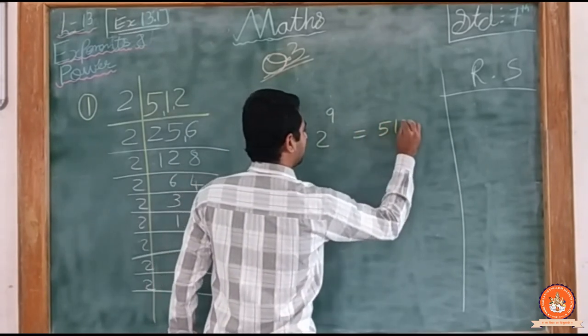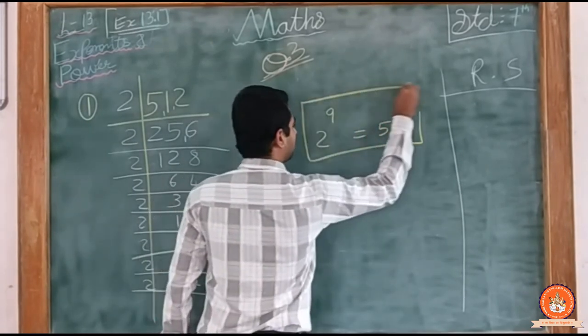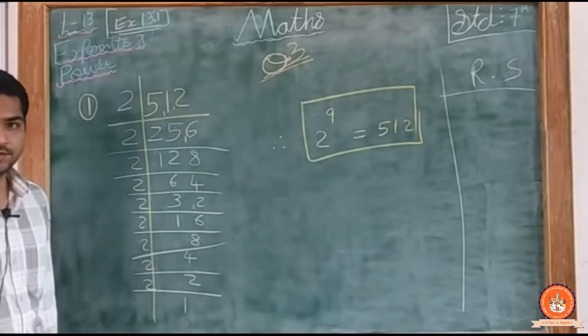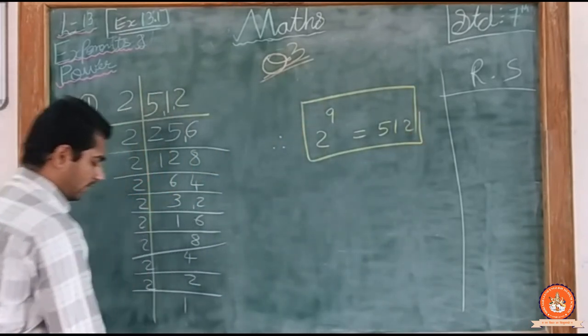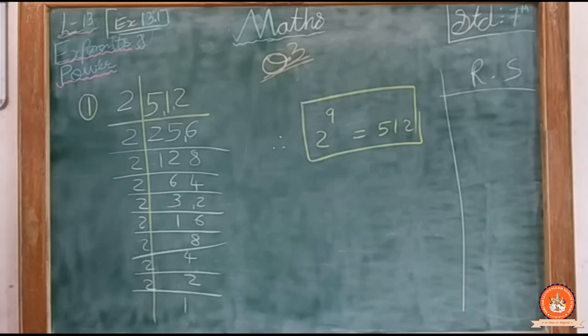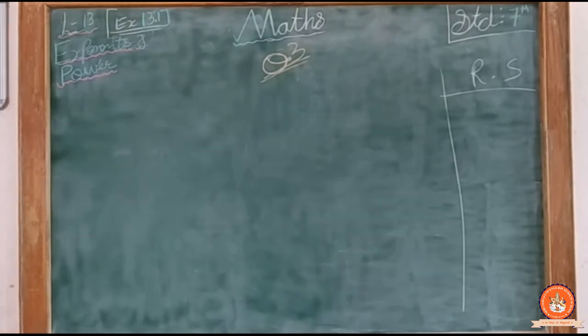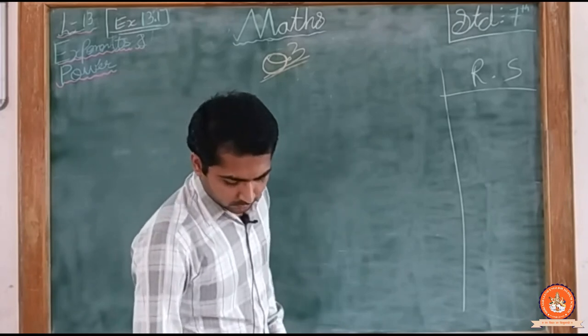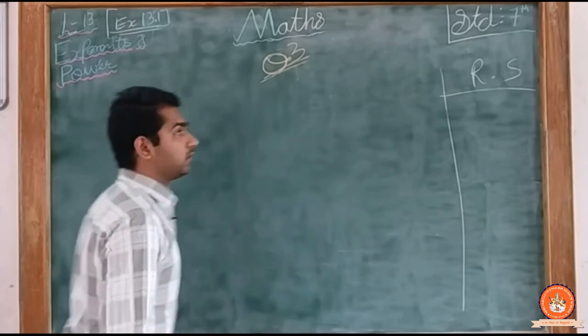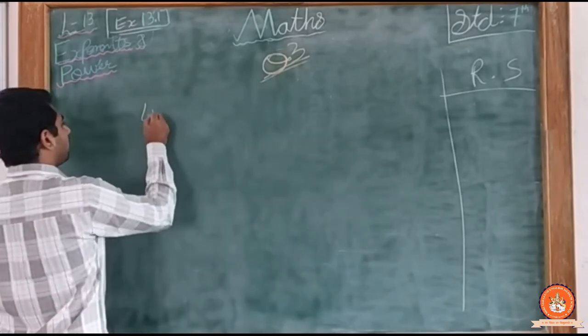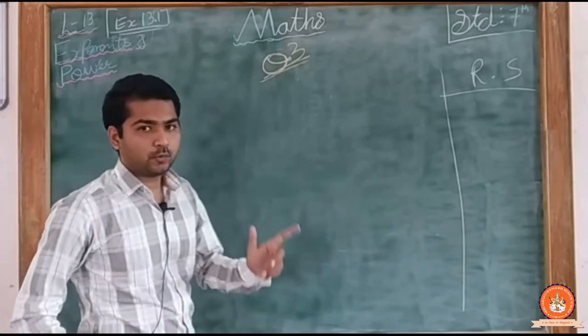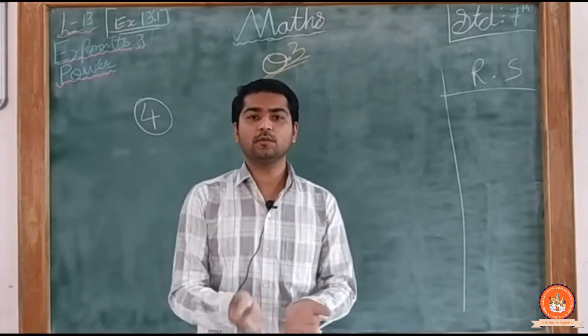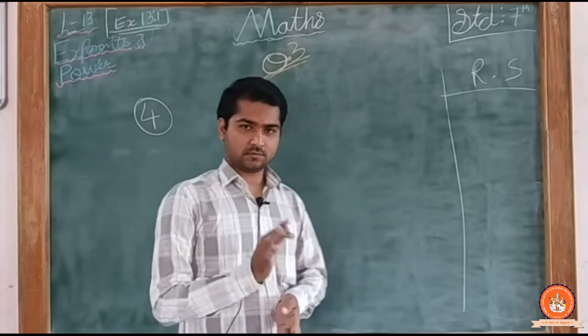This is my answer. Clear? Write down this one or take a screenshot. So we'll move forward. We had completed question number three, sum number one. Now moving on to the fourth sum. Sum number two and sum number three, you have to do by yourself, correct?